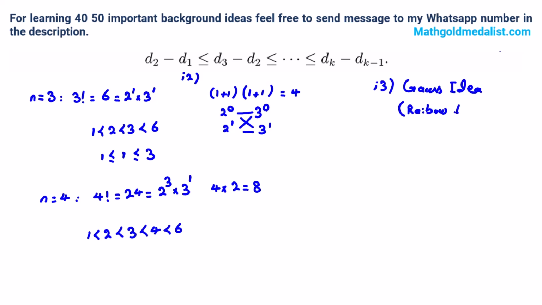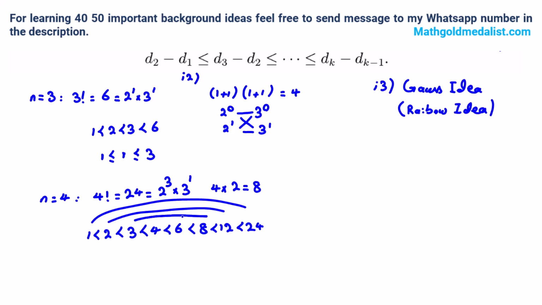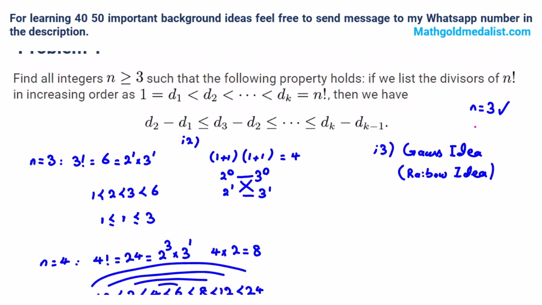Why do we call it rainbow? Because we say, okay, 3 times 8, 2 times 12, 1 times 24. It looks like a rainbow, like this. The product of each pair is 24. Now we can check the differences. 2 minus 1 is 1, okay. 3 minus 2 is 1. 4 minus 3 is 1. 6 minus 4 is 2. 8 minus 6 is 2. 12 minus 8 is 4. 24 minus 12 is 12. Okay, so we can say n equals 4 is good again.